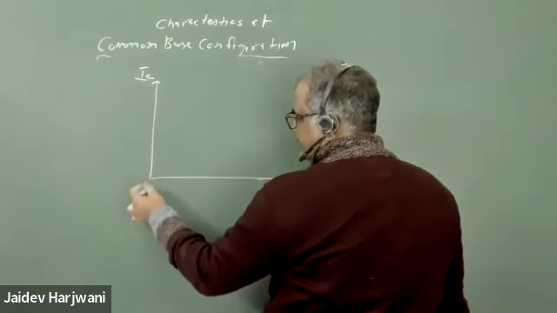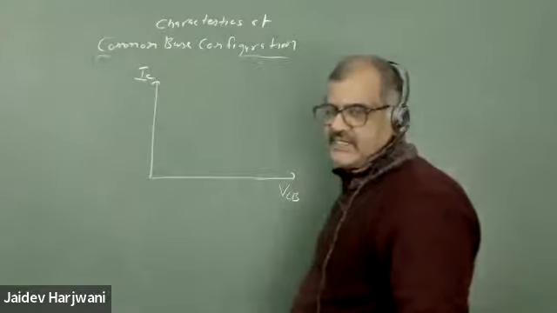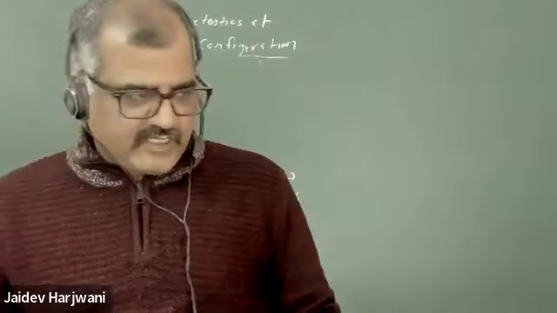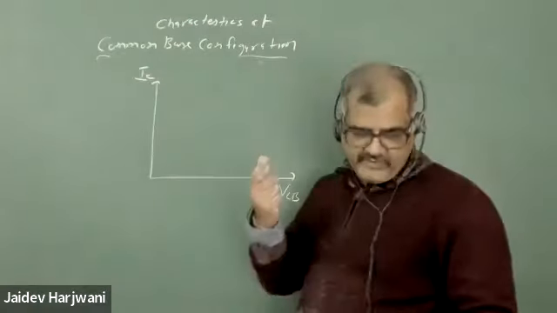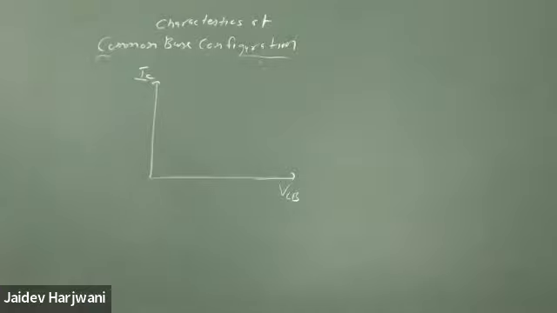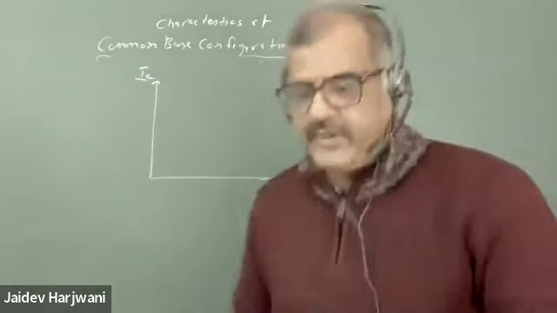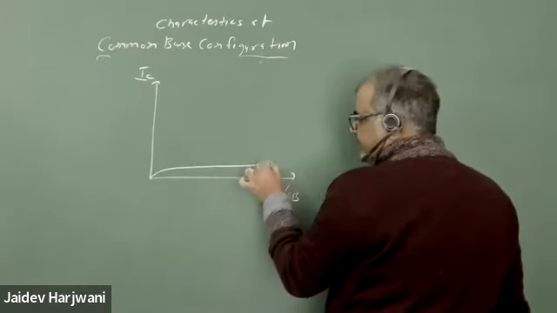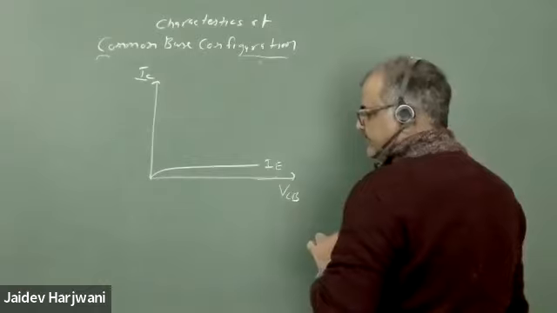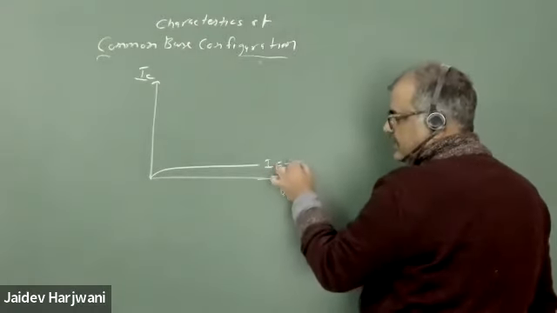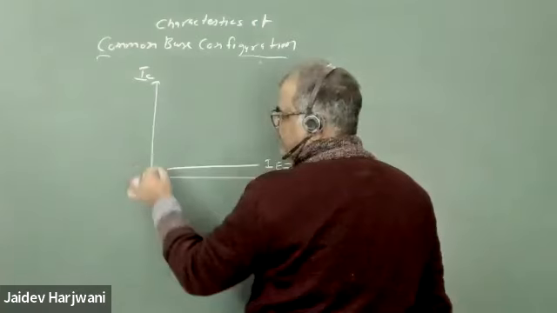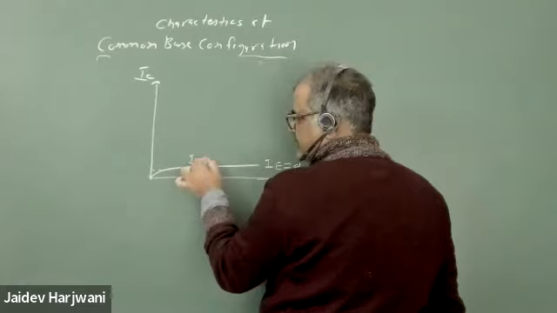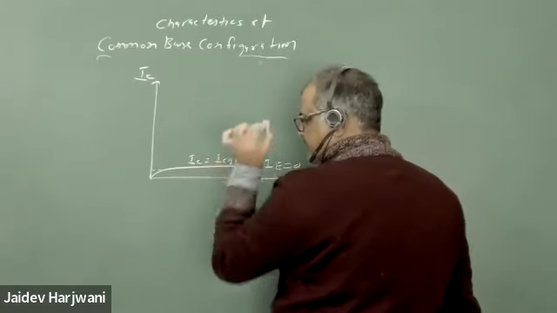So when IE is 0, at that time IC should be 0, but IC is not 0. Why? Because of some reverse saturation current. Very good, because your IC has two components. Even if you have IE 0, you have made your input EB junction reverse bias, but then also you got some current IC. Here in this particular question, IC is equal to ICBO, the reverse saturation current.